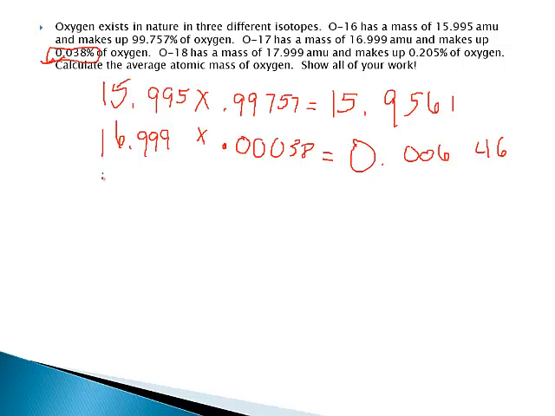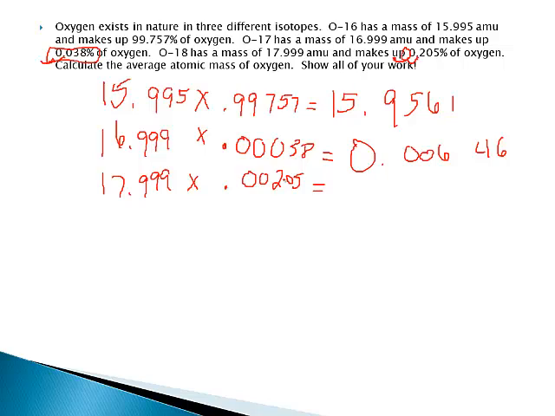And then it looks like there's another one, 17.999, and that makes up 0.2%. So again, when you move your decimal over 2 places, and you got to fill in with a 0, that's going to be 0.00205. So that means that these two isotopes of oxygen don't really exist, and that this is the main isotope of oxygen. So we should get, at the very end, a mass that's very, very close to the 15.995.